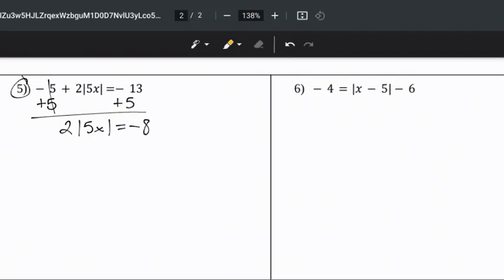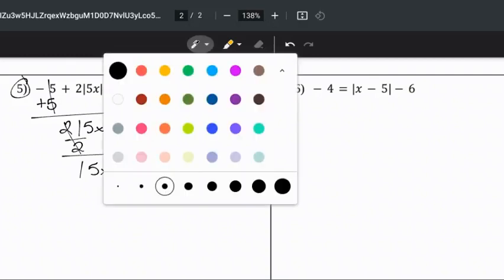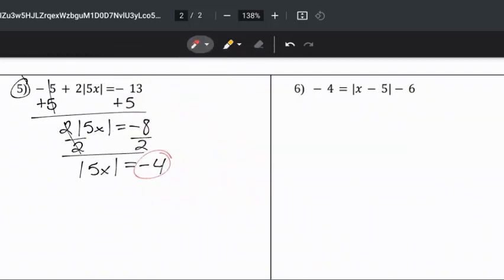And we're left with negative 8. Then we go ahead and divide by 2 on both sides. And we're left with the absolute value of 5x equals negative 4. So right there, it is equal to a negative number. So we stop and we just write no solution.